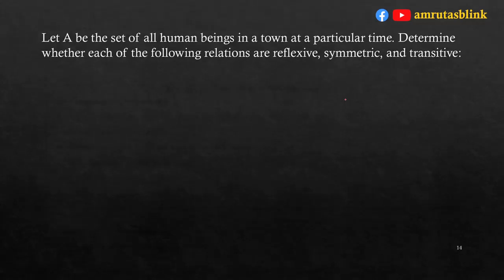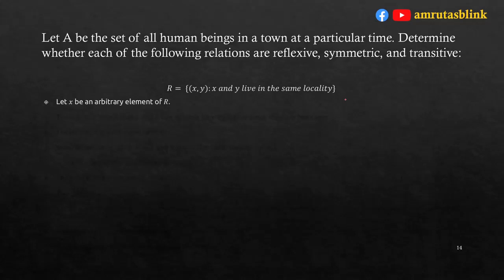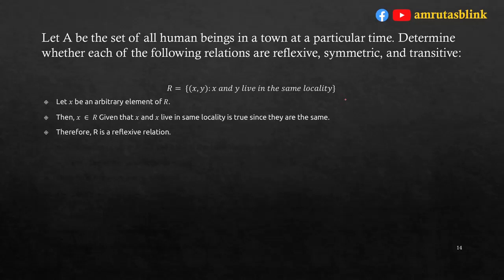We'll check the second scenario. R is {(x, y)} such that x and y live in the same locality. Now this condition is exactly similar to the previous condition. Let's suppose x is an arbitrary element. Then (x, x) belongs to R means x and x live in the same locality. Suppose x is living in some locality, let's say in Pune. So when x is living in Pune, obviously x is living in Pune. So R is always a reflexive relation.